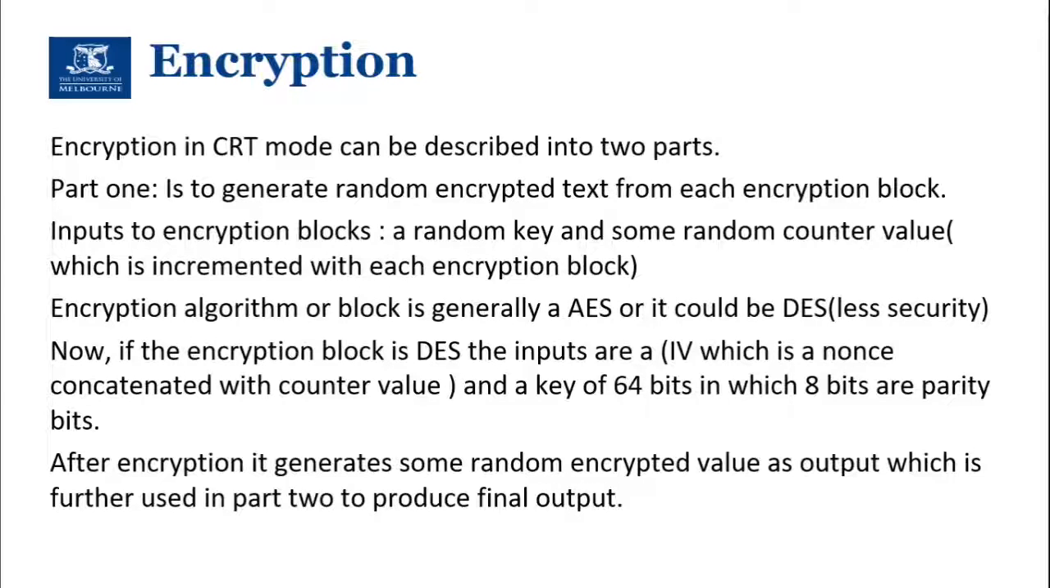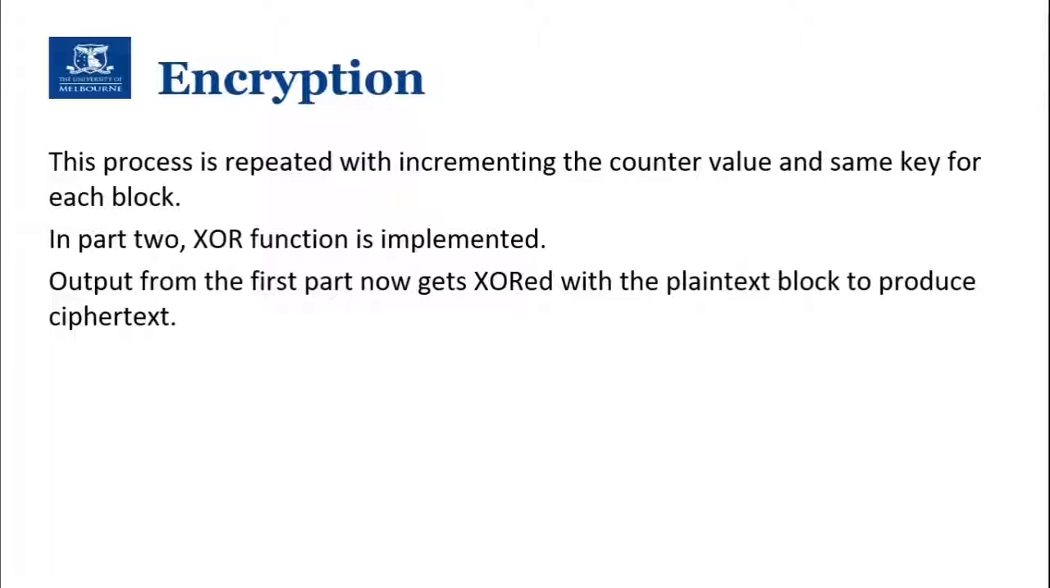Now the counter value gets incremented by each block, and the key and the counter value get encrypted to produce some random encrypted value. The encryption algorithm could be DES or AES. AES is generally used as it is more secure. In the last part, the plain text block is XORed with the random encrypted value to produce ciphertext.